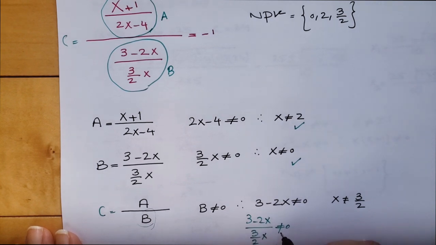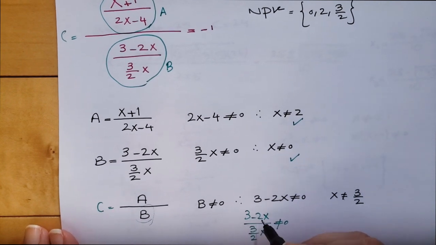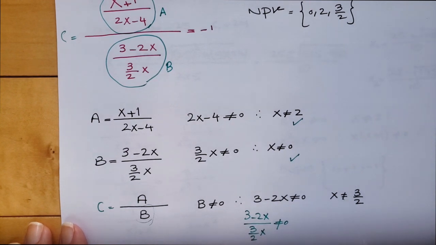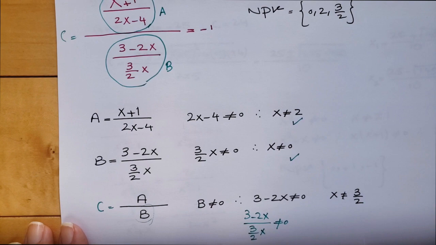If a fraction is 0, that means the numerator is 0. So from here, I would say x should not be 3 over 2. Otherwise, B would be 0, which makes the big fraction, which is C, undefined. Okay, so here the tricky part is that you have 3 NPV values. After defining the 3 NPV values, you will start by doing some simplification and solving.